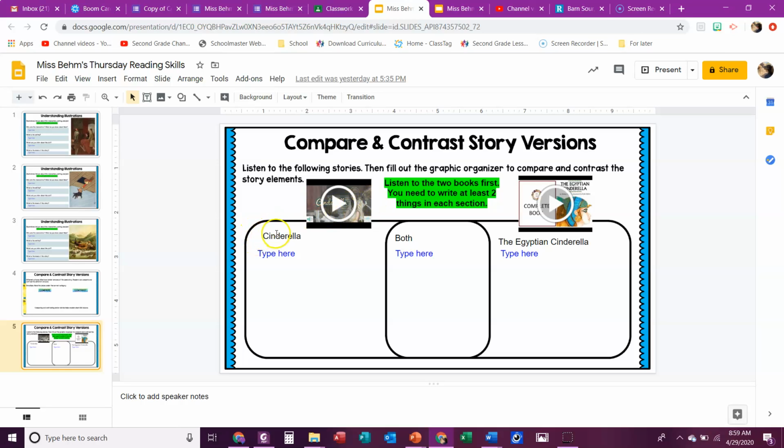And you're going to write in this column, this is a Venn diagram and we've done it in class before, but let me just quickly go over what you're going to do. This column is just what's different about this Cinderella. This column is what's different about the Egyptian Cinderella. So how is this different than this story? And then what they have the same or what is similar, you're going to type in here. Okay, so that is the first assignment that you are going to do.